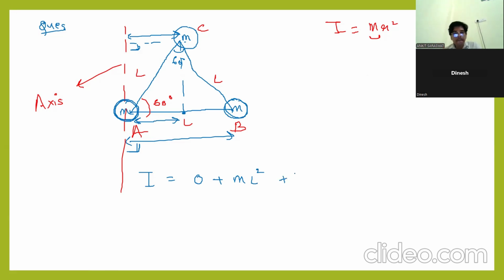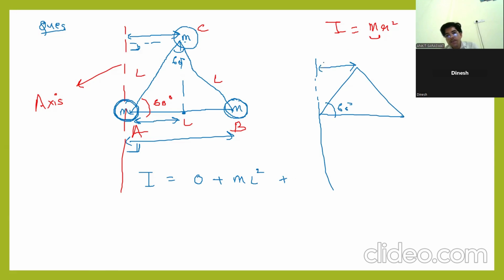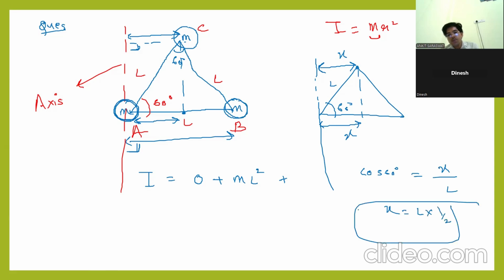Sir, can you please repeat again? See, this is a triangle, this angle is 60, and this is the axis. For this mass, the perpendicular distance is this. How to find it? Simply trigonometry. This is x, this is also x, and this is L. So cos 60 is base by hypotenuse, so x will be L cos 60, that is L by 2.